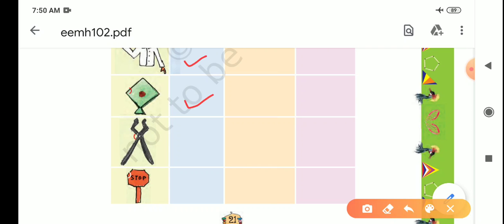Then the next picture has an angle in the form of more than 90 degrees. So we have put the tick mark in the column of more than 90 degrees, more than a right angle. Then the last also, the angle is in the form of more than 90-degree formation. So we have put a tick mark in the column of more than a right angle. So here, with the help of different types of angles, we have solved this exercise.